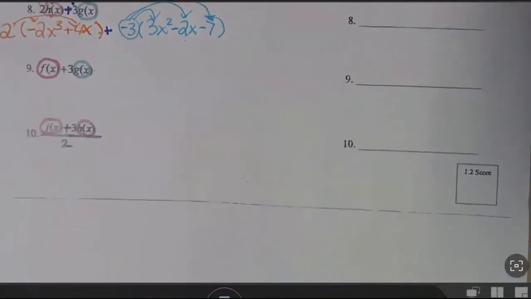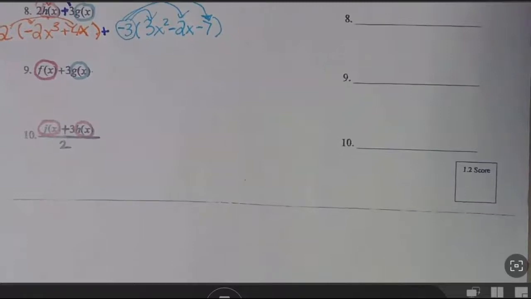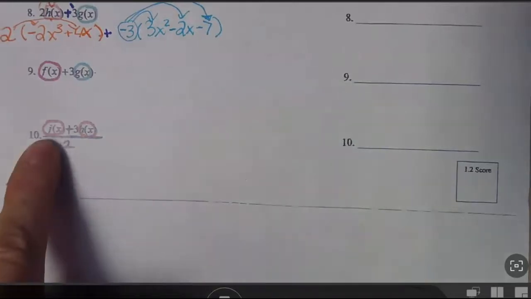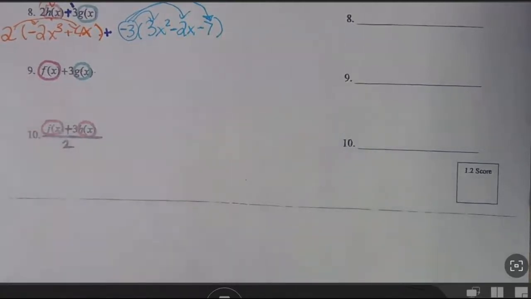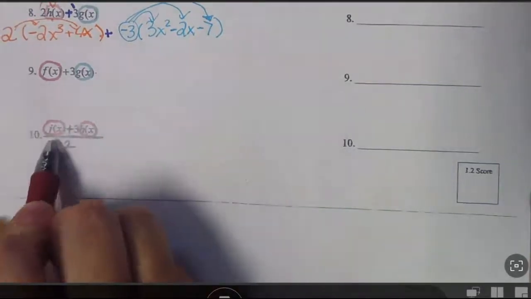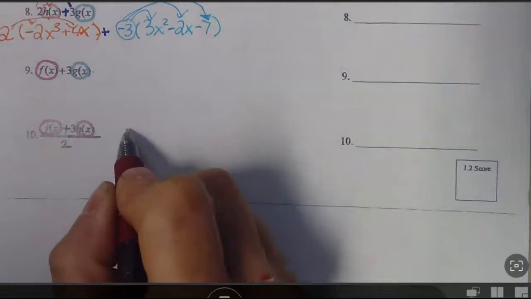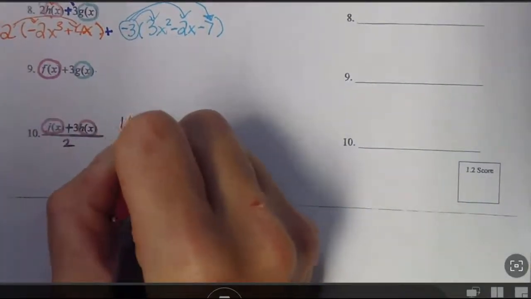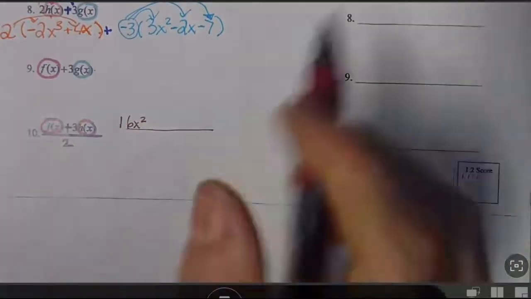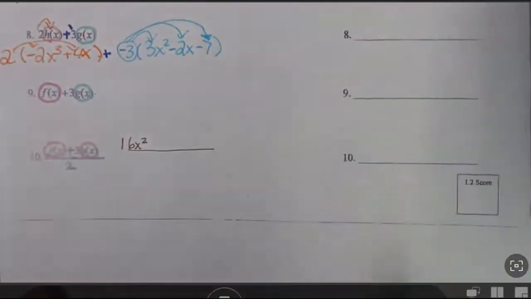And then number 10, we've worked with examples in here. It's really not too bad. We are just going to, at the end, use this divided by 2. We're going to do what's on the top first. So we're going to take j of x, which is right here. So I'm going to copy my work with a big fraction bar. So j of x is up here, 16x squared. Remember, so j of x is here.